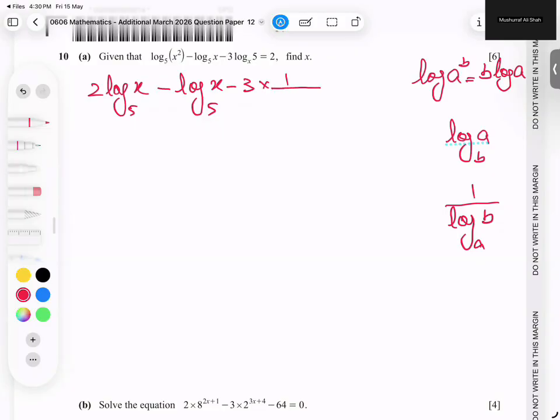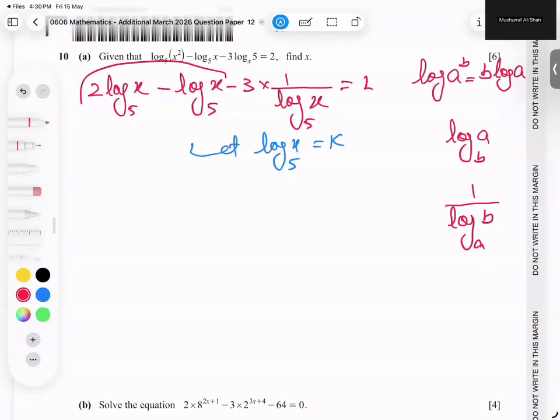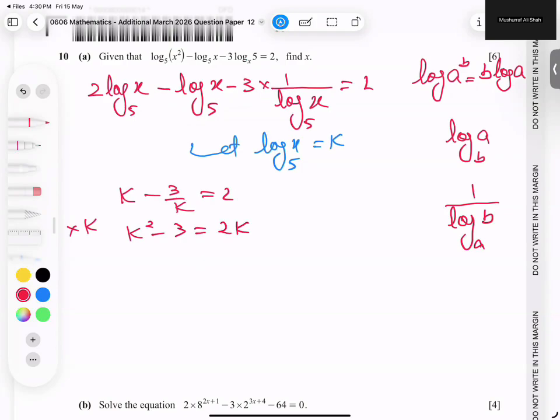So I'm writing 1 over logarithm of 5 base x is equal to 2. Now I can say let logarithm of x base 5 equal to k. But this I simplified before because out of 2, 1 is gone. So I'm getting this logarithm, which I can replace by k only. Negative 3 over k is equal to 2. Multiply by k, k to the power 2, negative 3 equals 2k.